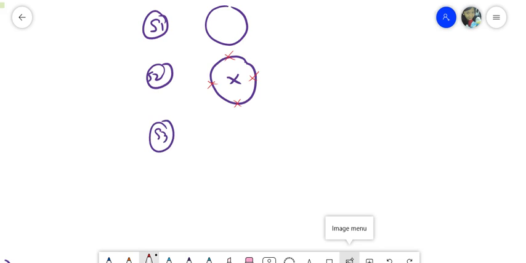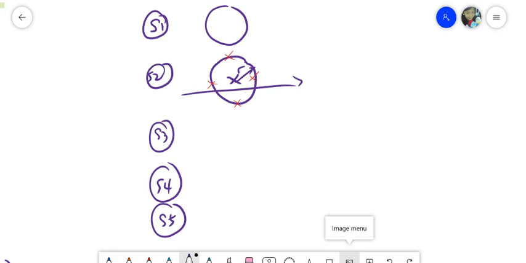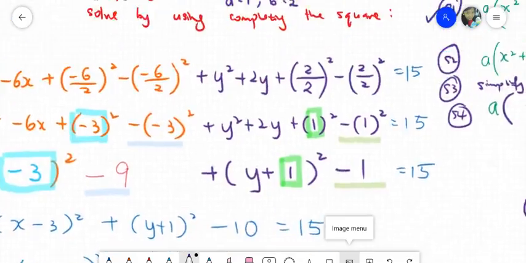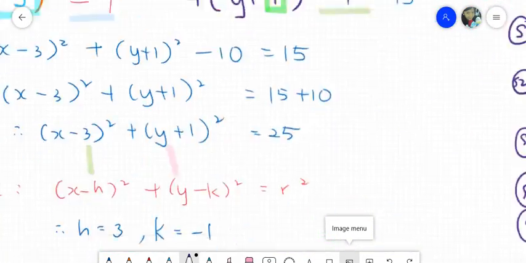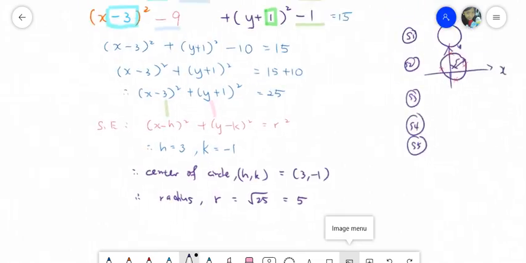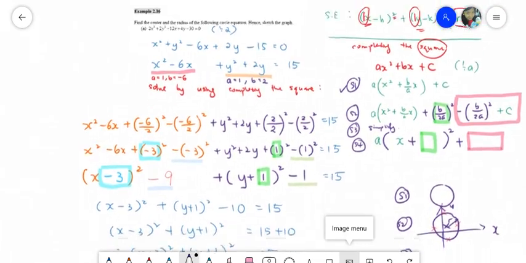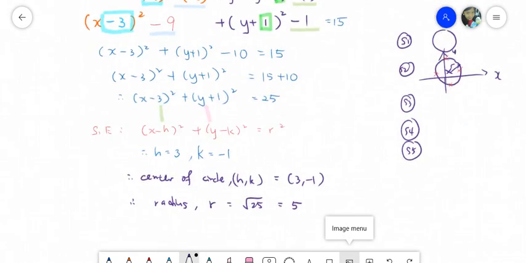Step 4, what's your step 4? Your step 4 is to, yes, highlight your radius. Yes, you can highlight your radius. Step 5, yes, get your x-axis and your y-axis respectively. So that's the answer. So for the sketching, I leave it for you. So that's the information to find the center and the radius.